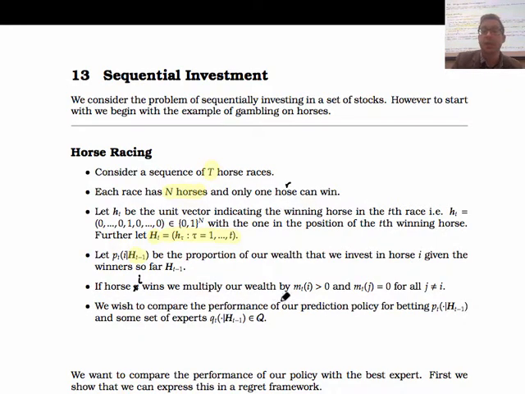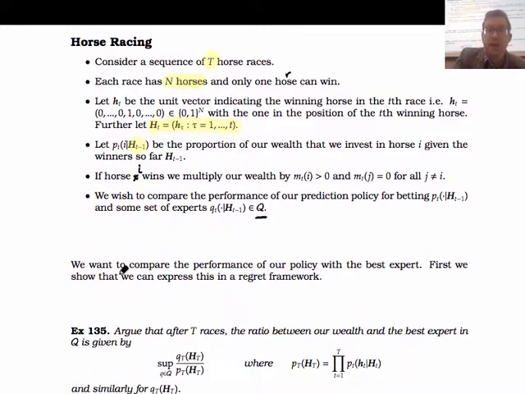So we wish to compare the performance of our prediction policy, P t, with some set of experts, Q t. We can imagine that there's some set, script Q, a pool of people, so maybe some people have gone behind and had a look at the teeth of the horse and all the rest of it, and they've come up with an opinion about who's going to win and who's not going to win at each race. They're going to divulge to us what they're going to do, and then we need to decide off the back of that what we think we should do. Again, we're going to want to compare our policy with the best of these experts. And first we're going to show that we can express this within the framework of regrets.